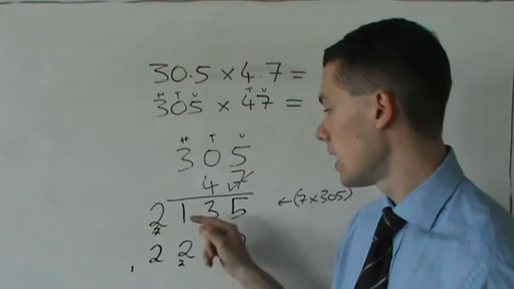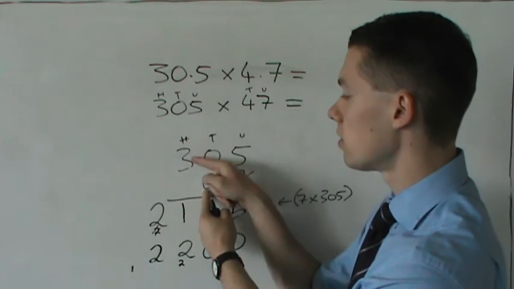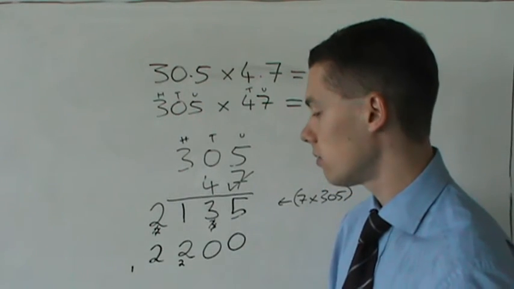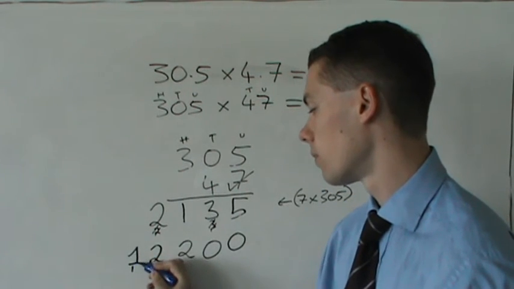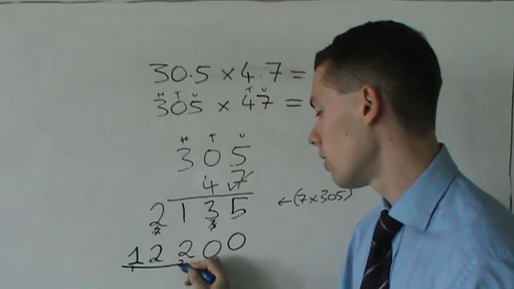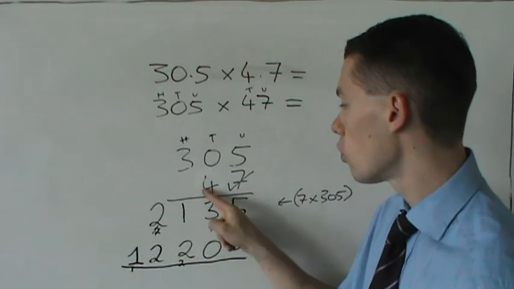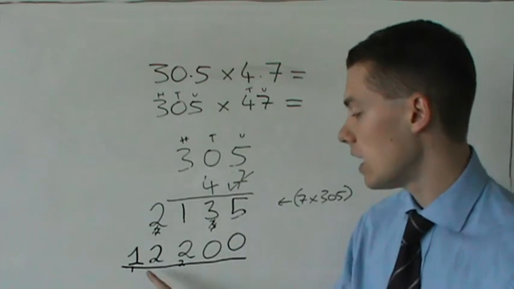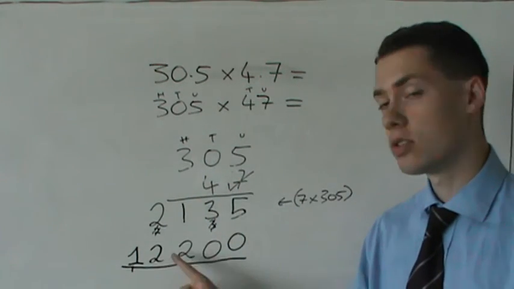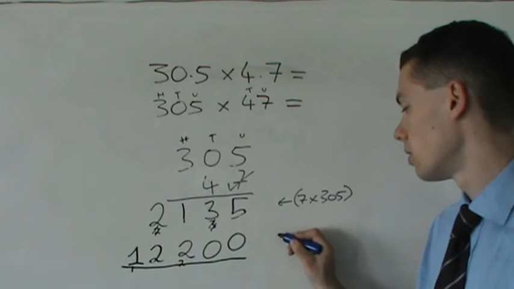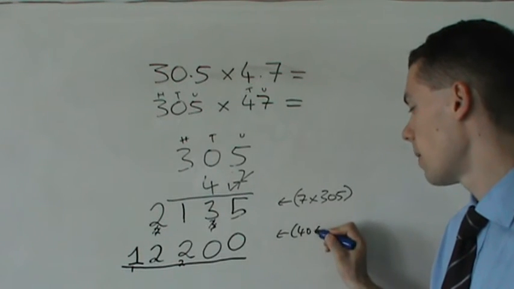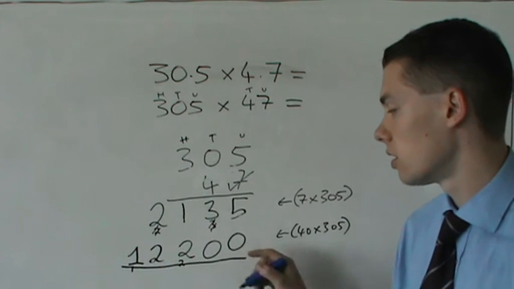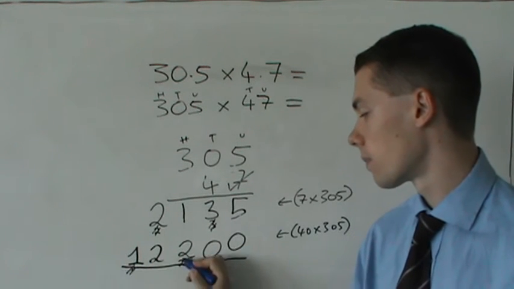Now I've not got any more numbers to multiply my 4 by, so I can bring this remainder up now as a 1. So we've now worked out that 40 multiplied by 305 equals 12,200. I can now cross these remainders out.